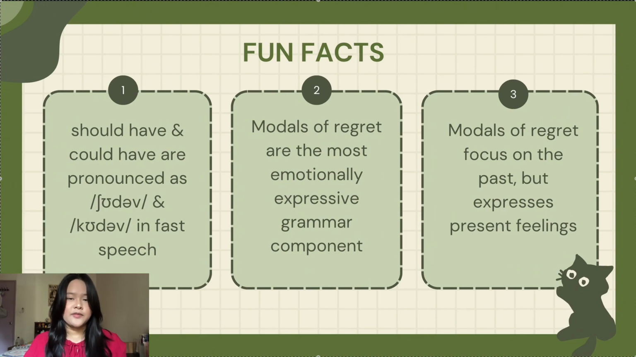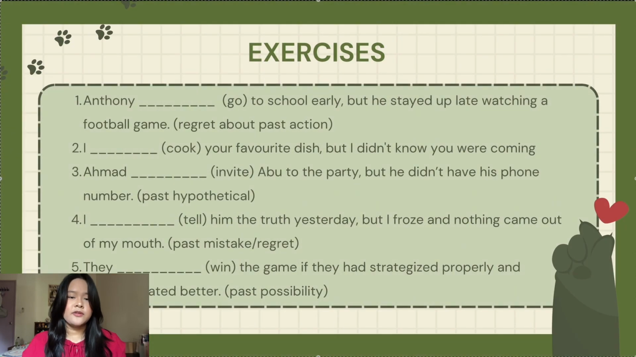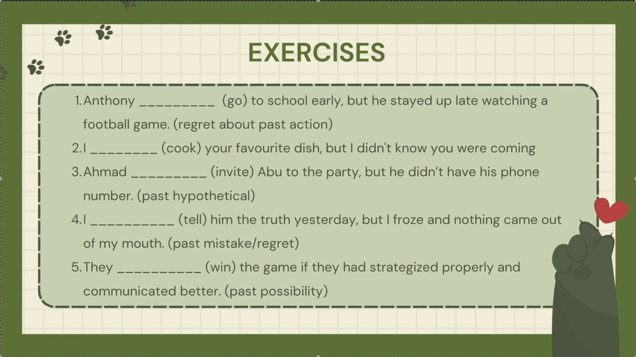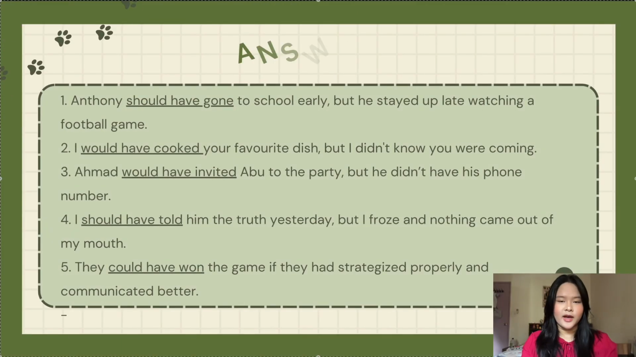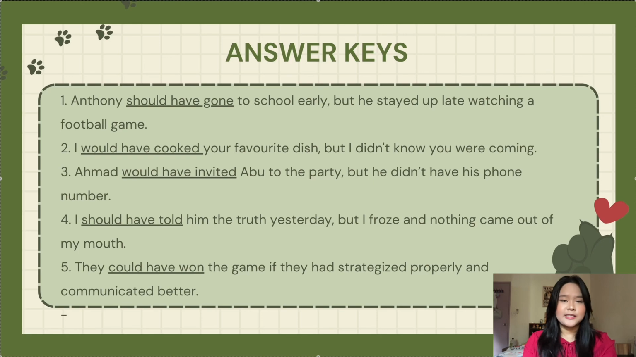Alright, let's put everything into practice with a few short exercises. Here are 5 sentences. Fill in the blanks with the correct modal of regret. Now, let's check the answers together and see how each modal fits the context. Number 1. Anthony should have gone to school early, but he stayed up late watching a football game. Should have shows regret about a past action he didn't do, which was going to bed early. As a consequence, he went to school later than usual.